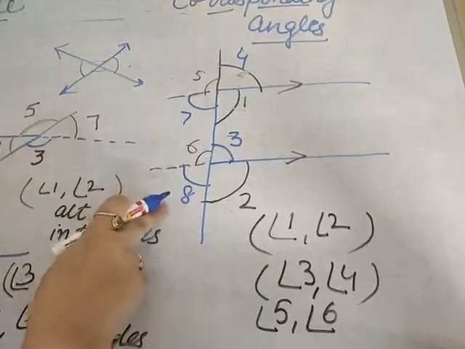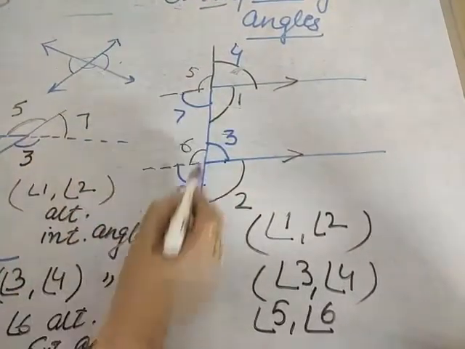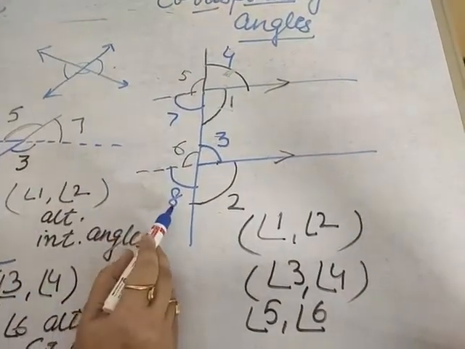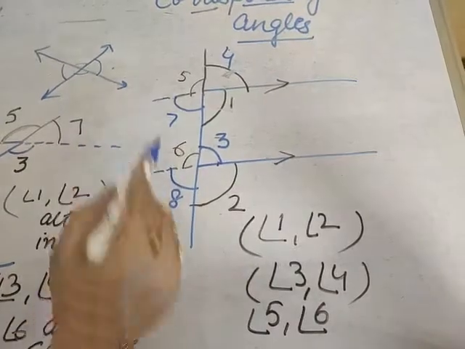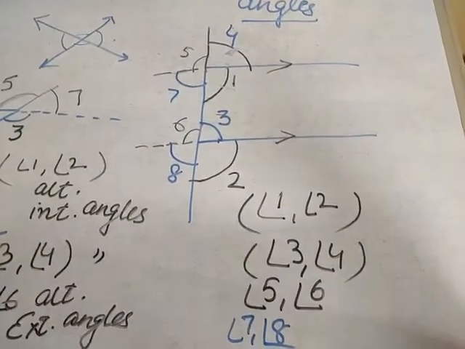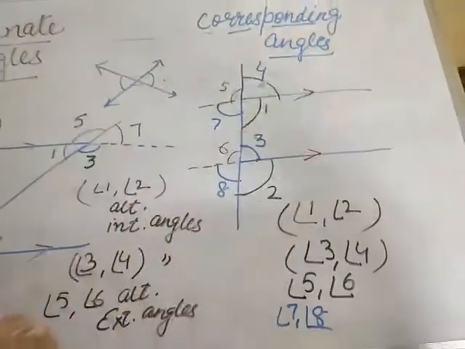What about 7 and 8? 7 and 8 again are on the one side. Again you can see the F shape is here. So angle 7 and angle 8 again are a pair of corresponding angles. I hope you have understood about alternate angles and corresponding angles.